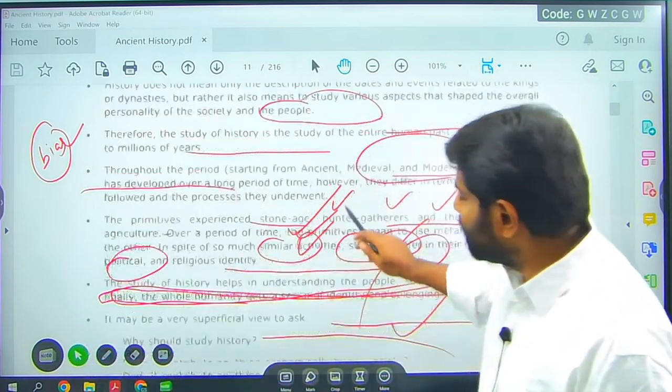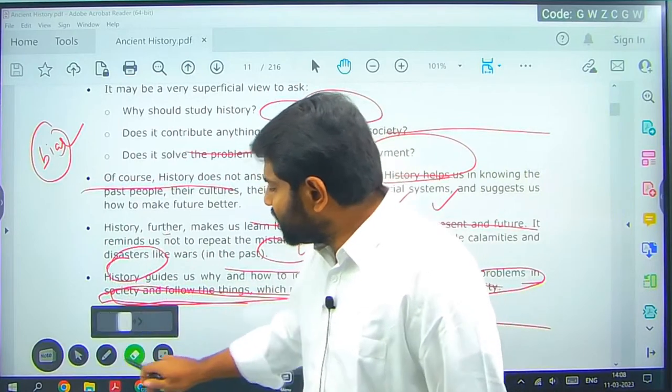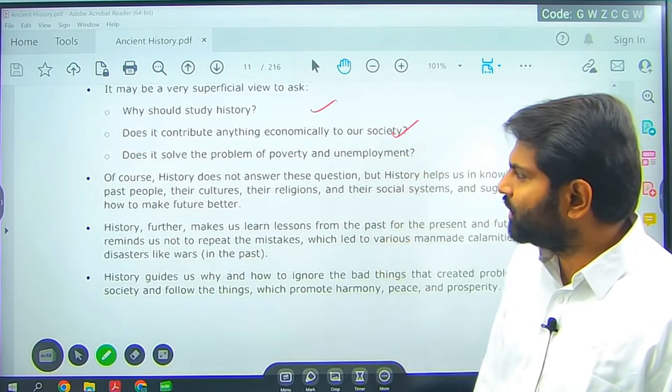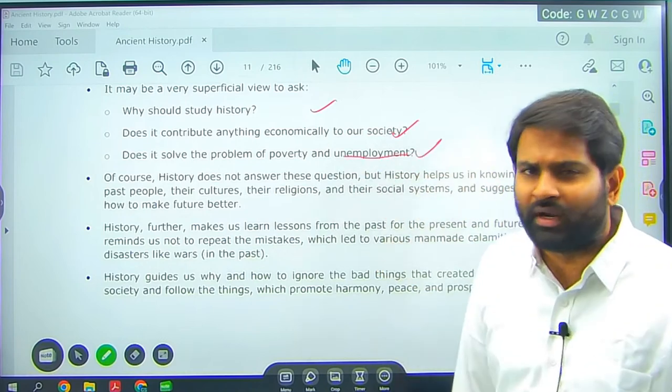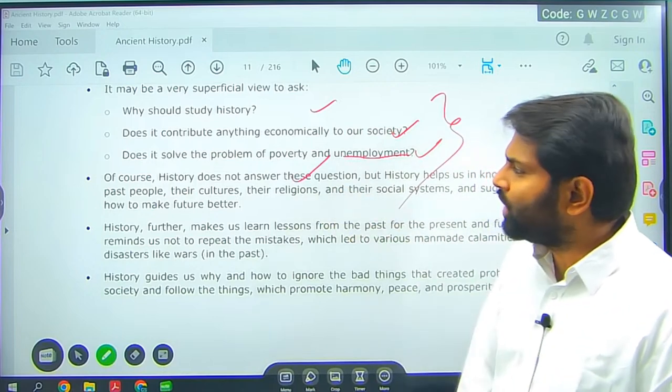It may be a superficial view if someone asks you, why should I read history? Does it contribute anything economically to our society? Does it solve any problems of poverty and unemployment? Of course, history has answers to all these questions.